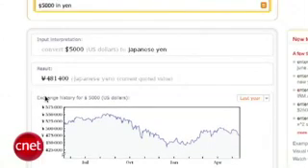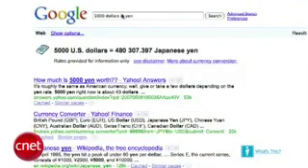Google will actually give you a conversion. You just have to put in $5,000 in yen instead of with the dollar sign. And then it does the math for you. Yeah. Both engines, if you get the syntax wrong, they don't help, and they don't tell you what you're missing. So something to be aware of in both of them.